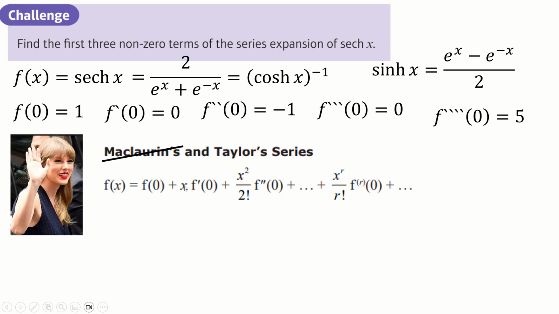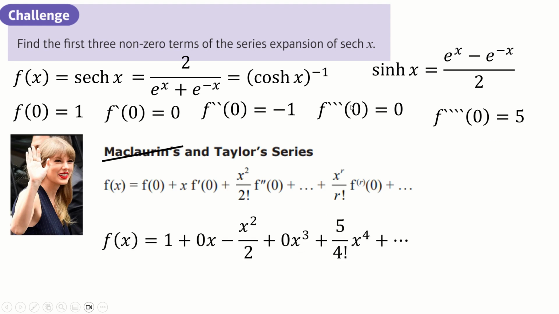Now we can use the Taylor series. We have 1 as the first term, 0x as the second term, minus 1x squared over 2 as the third term, 0 as the next term, and then 5 over 4 factorial x to the 4 as the fourth term. That all cancels down a little bit and goes away to make this here, which will be our correct expansion.